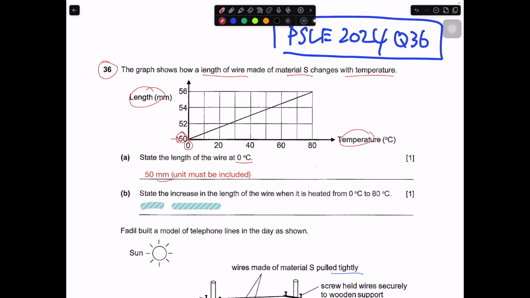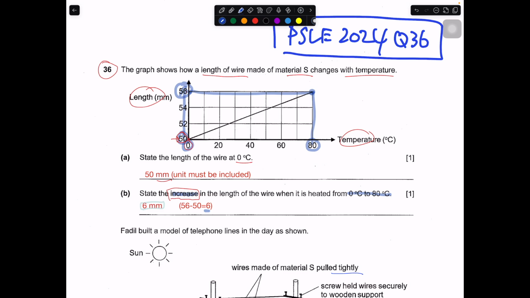So state the increase in length. This is the key: increase in length. How much has it increased? Not the total length. So the increase in the length of the wire when it's heated from 0 to 80: the length goes from 50 to 56. So you should calculate 56 minus 50, and you get 6. So 6 is the correct answer. It should be 6 mm.